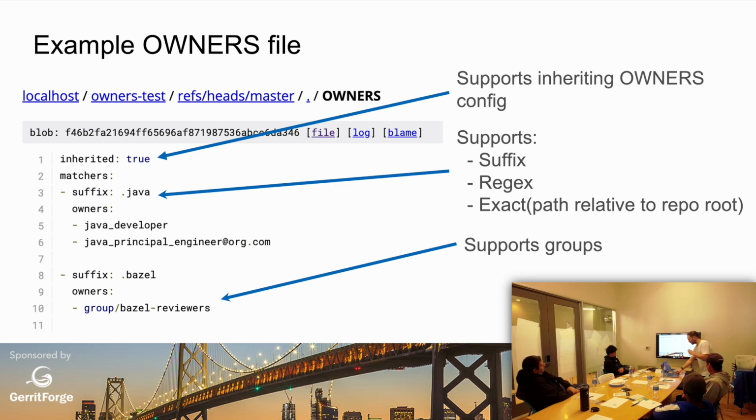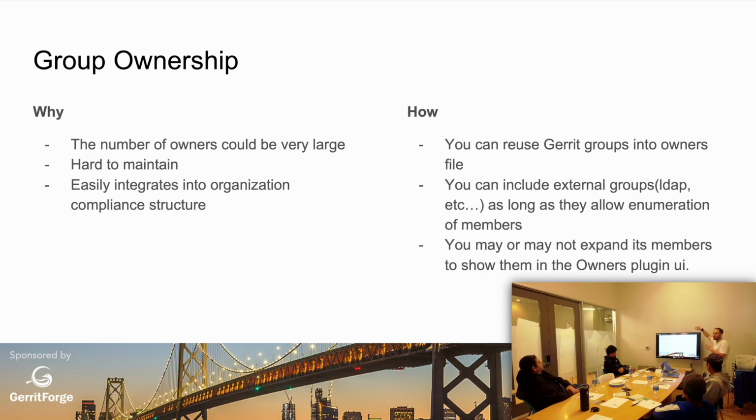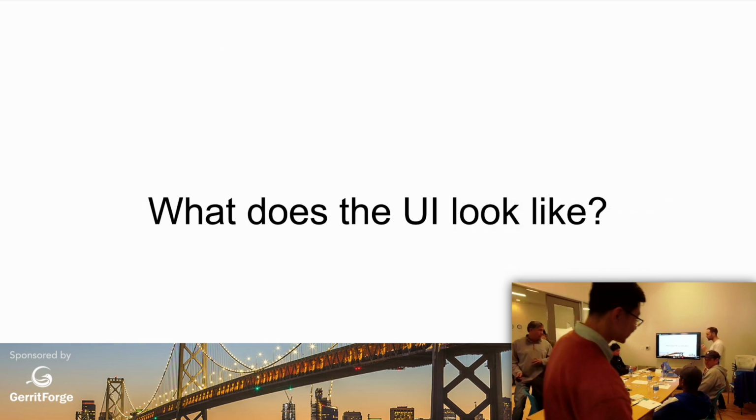Now, why would we want to support groups? The number of owners could be very large. So you don't want to be putting emails or names of specific users there and have to maintain it when people leave or join, which makes it really hard to maintain. And also the fact that you can use groups that come externally from your LDAP or the groups that already exist in Gerrit makes it very easy to integrate in your compliance structure. So if you've got an organization that really cares about how the security is managed, then this will obviously be much easier. So what does the UI look like?